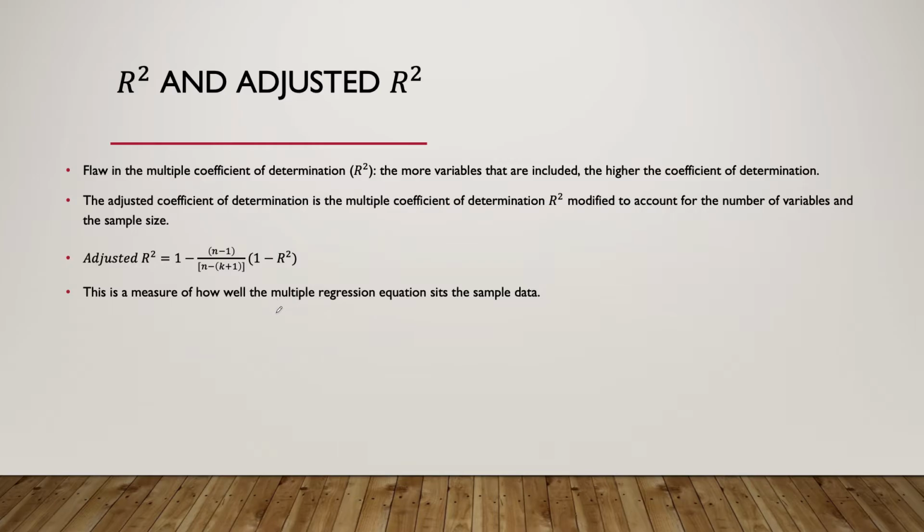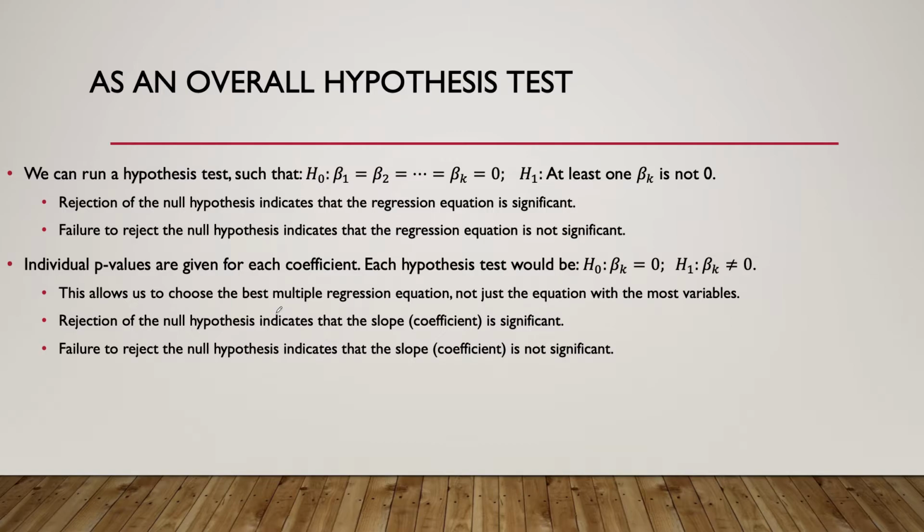This is a measure of how well the multiple regression equation fits the sample data. As an overall hypothesis test, we could run a test with the null hypothesis that beta 1 equals beta 2, all the way up to beta k, equals 0, and the alternative that at least one of those betas is not 0. Rejection of the null hypothesis indicates that the regression equation is significant, and failure to reject the null hypothesis indicates that the regression equation is not significant.